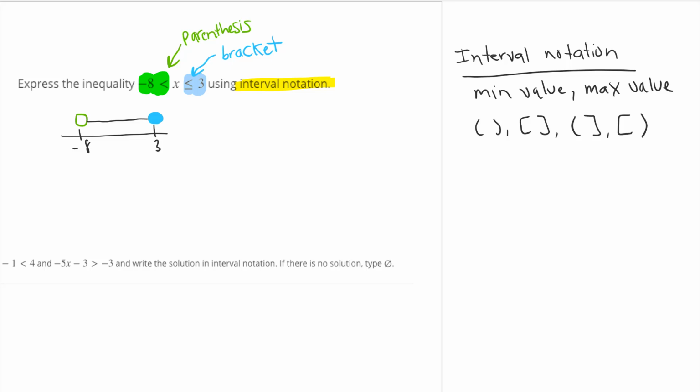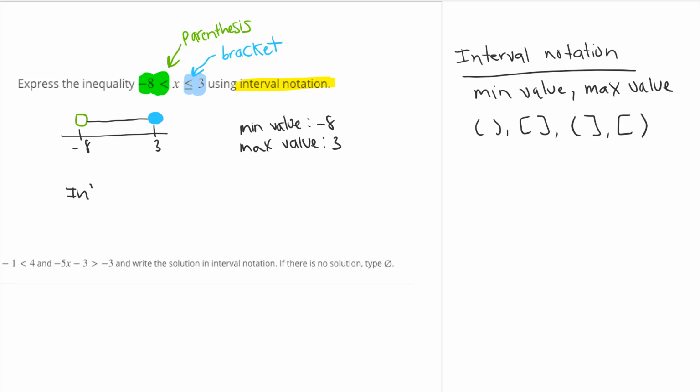So for me, that visualization is helpful, but it's not necessarily helpful for everybody. Here you can go directly into the interval notation. So if I'm looking at the interval notation, remember I'm thinking about either parentheses, brackets, or a combination of either. So I know that the minimum value is -8, and that my maximum value is 3.